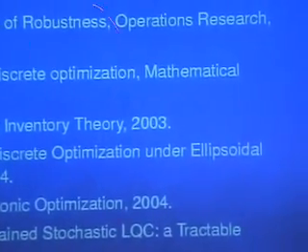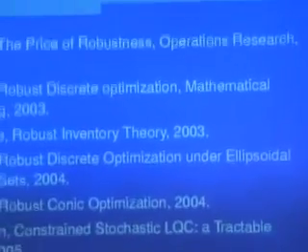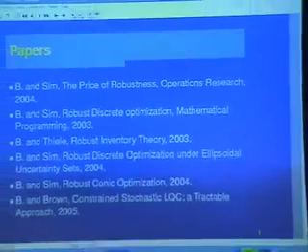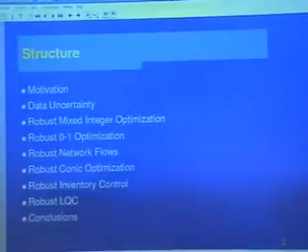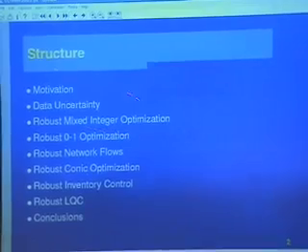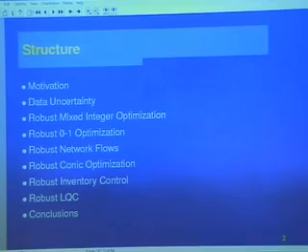And there are some papers that were disclosed today. This is an area that I have been involved in the last few years. And if you happen to look at my website, you can actually download all of these papers. So the structure of the talk is as follows. I will try to give you some motivation, and then have a journey on robust optimization in various areas, from integer programming, to discrete optimization, network flows, conic optimization, and then linear quadratic control and inventory theory. Just to give you an idea that what I'm talking about, I feel, is applicable to many systems.